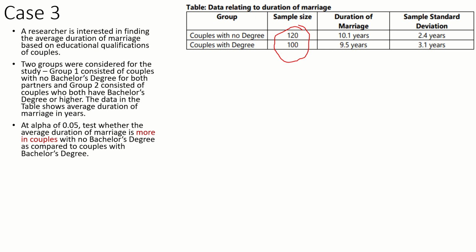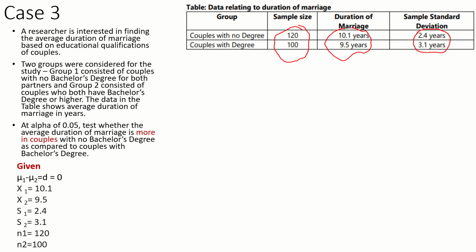This is the duration of marriage. Okay, duration of marriage. This is the sample. This is drawn from samples, and these are the sample standard deviations we have been given. Here the population standard deviation is not given. We have been given the sample standard deviations. Okay, so this is the data that we have been given.